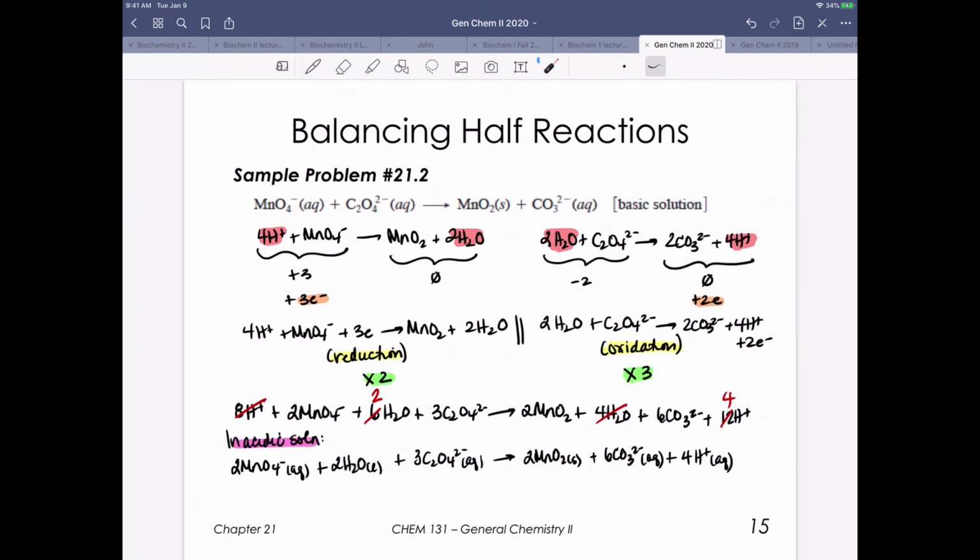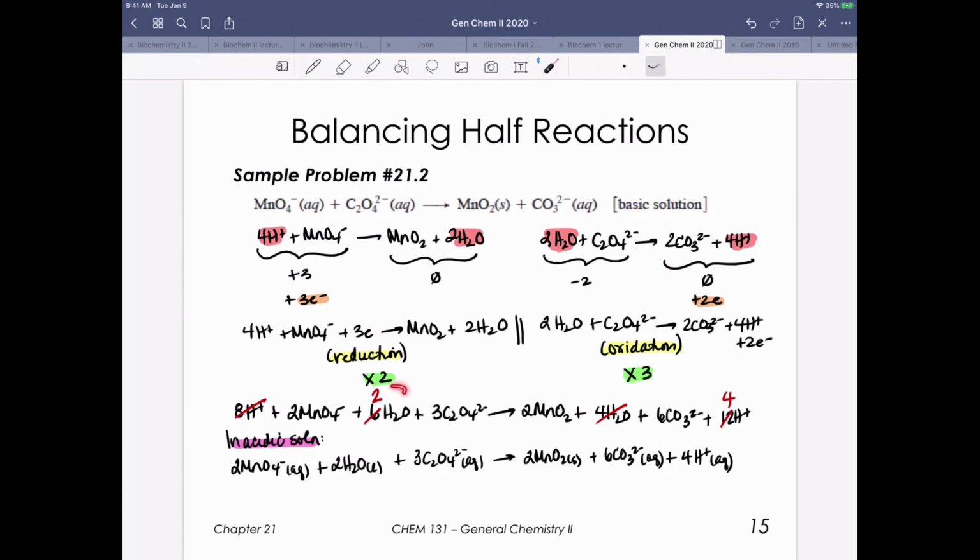All right, so again, a lot that we have here. If we're looking at 8 H+, and again, we're scaling up this guy where I'm summing and scaling at the same time, so 8 H+, 2 MnO4s, and then 6 waters and then 3 oxalates. That's how we get all of our reactants here. All of our products are going to be 2 MnO2s, 4 waters, 6 carbonates, and then 12 H+.